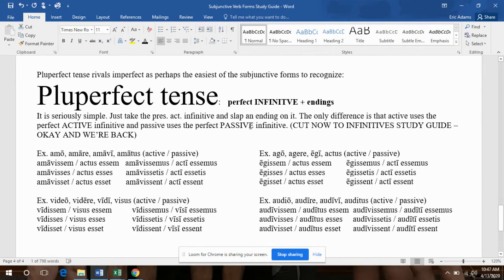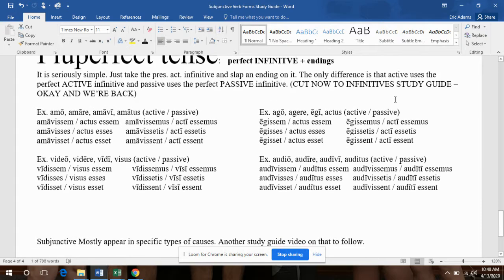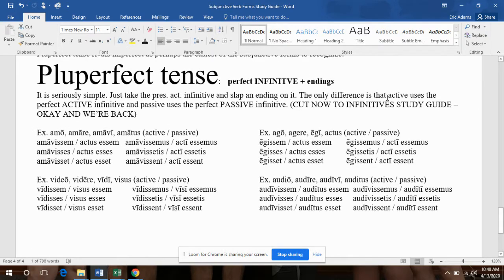Now, we move on to the final tense, the pluperfect. Again, there are only four tenses, and those four tenses are present, imperfect, perfect, and pluperfect, no future. That automatically implies possibility, and of course then no future perfect, which also occurs in the future, which inherently has some possibility. Now, pluperfect tense is rather like the imperfect tense.